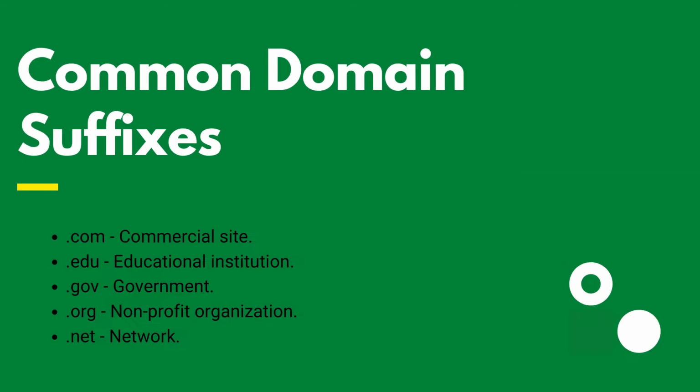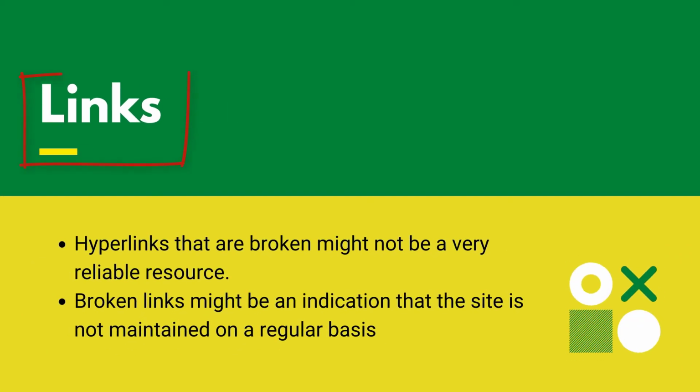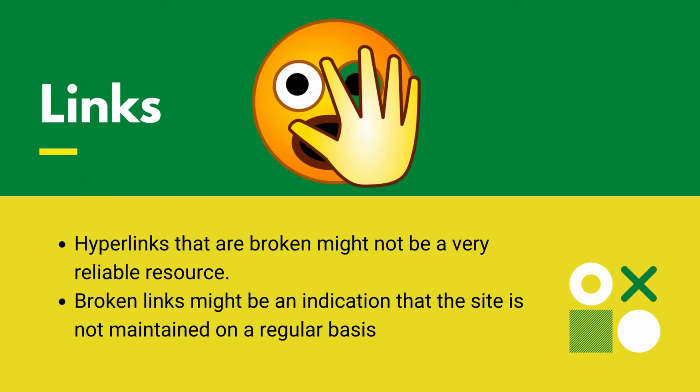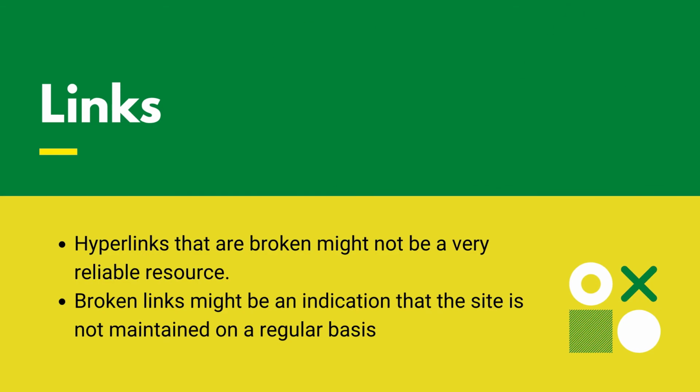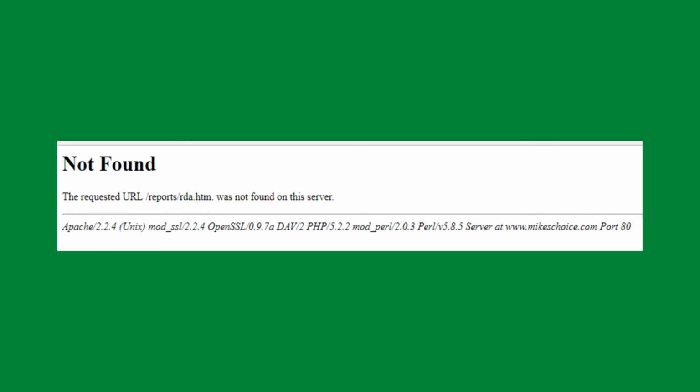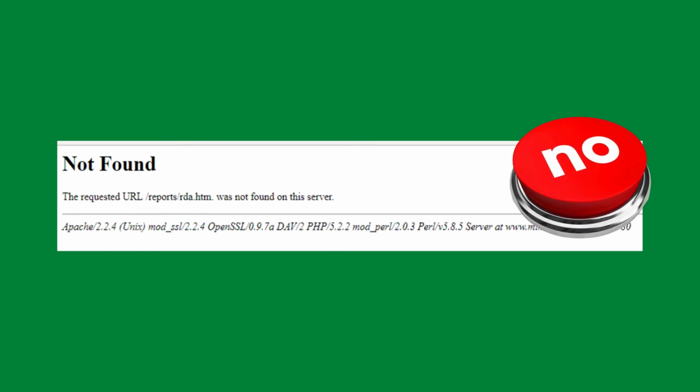When evaluating online sources, also try to check the links. Links that are broken might not be a very reliable source, and this can mean that it's not maintained on a regular basis. Legitimate references and links to other sources can add to a document's credibility and depth in scholarship. A broken link like this one, it's a very big no-no.